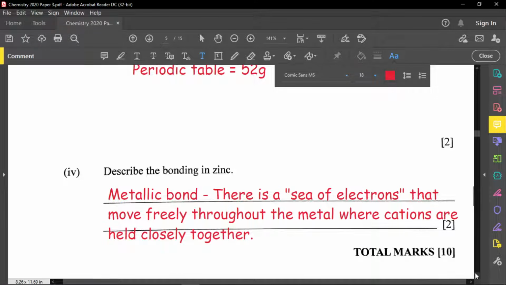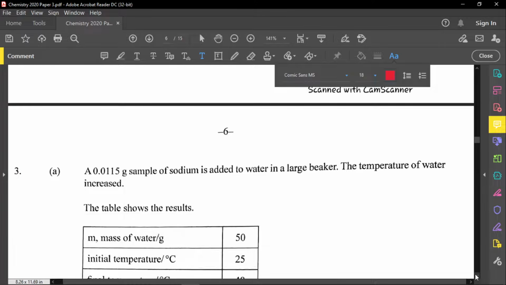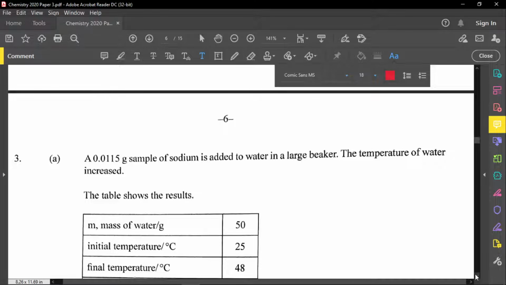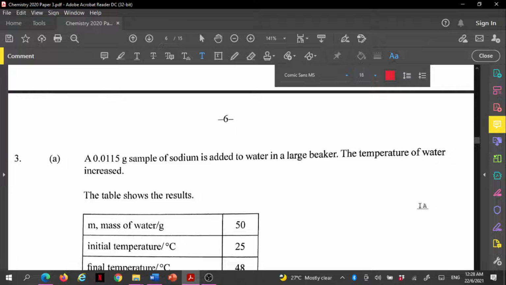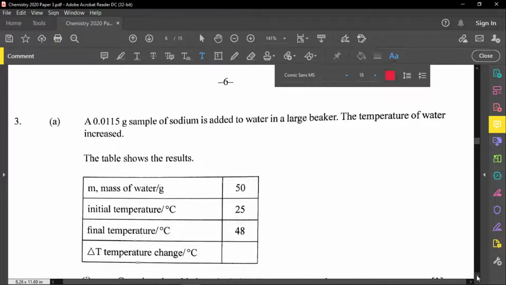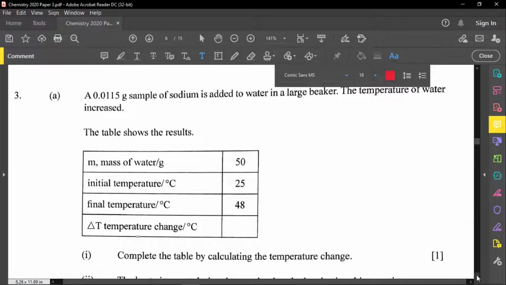So let's jump on to the next question, which is question number 3. I'm trying to go as fast as possible. In question number 3, a 0.0115 gram sample of sodium is added to water in a large beaker. The temperature of the water increased, and the table shows the result. We complete the table by calculating the temperature change, which is 48 minus 25, giving us 23. So 23 will be our answer there.